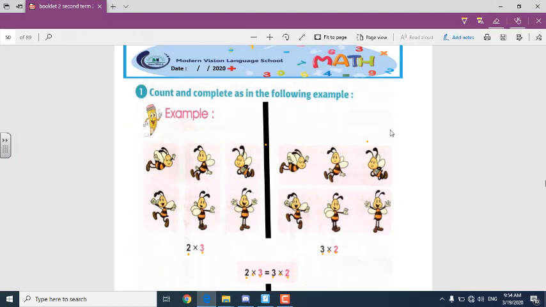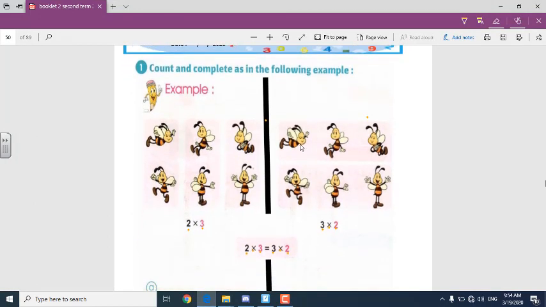Here I have some peas. I have 1, 2, 3 columns. Each column has 2 peas. So 2 repeated 3 times.